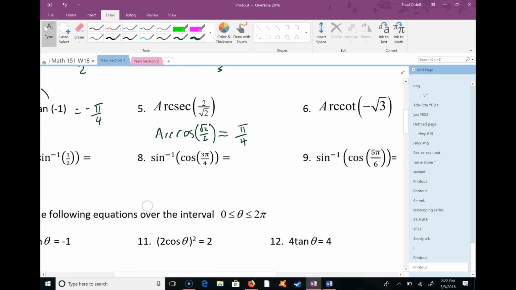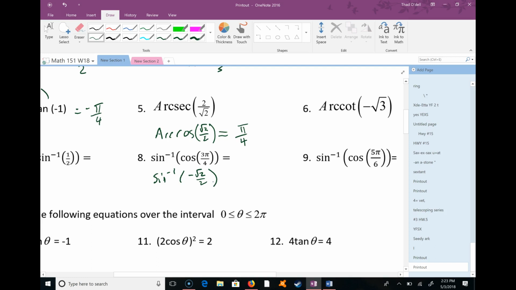Okay, look at number 8 down here. In this case, you are really asking to take a cosine and then undo a sine. So that's kind of a little bit strange. So you could just do this one piece at a time. Leave the inverse sine alone, and just take cosine of 3 pi over 4. Of course, cosine of 3 pi over 4 is negative rad 2 over 2.